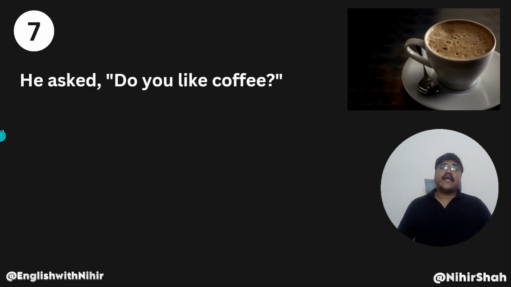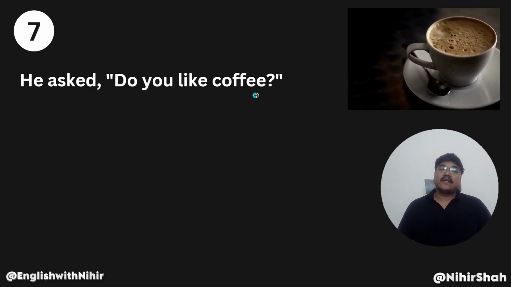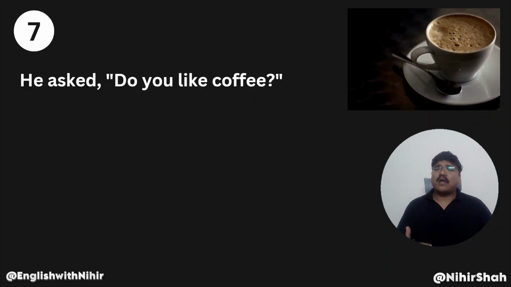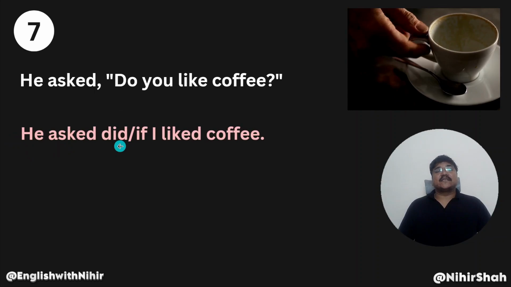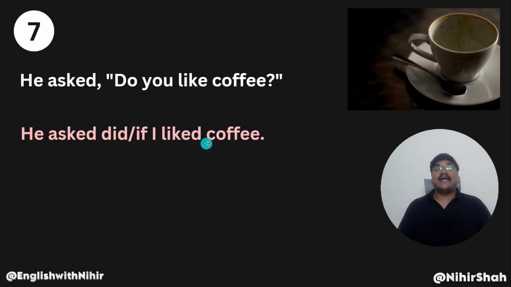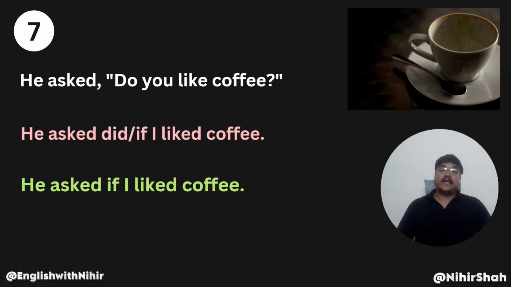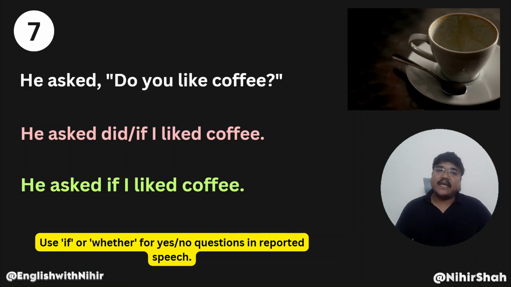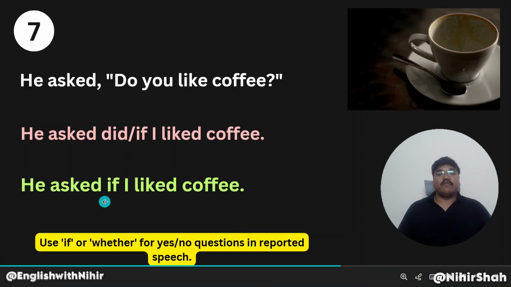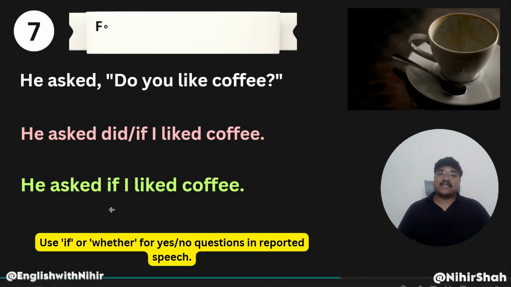This is the sentence. He asked me, do you like coffee? You may pause and solve the answer, or you may take the help of this sentence. He asked, did, or if I liked coffee. Which one will be coming here? Did or if? I hope you would have guessed the answer. He asked if I liked the coffee. Use if or whether for yes no type of question. Please remember, whenever yes no type of question are coming, in that case, you can use if. Okay. So this is mistake number 7.